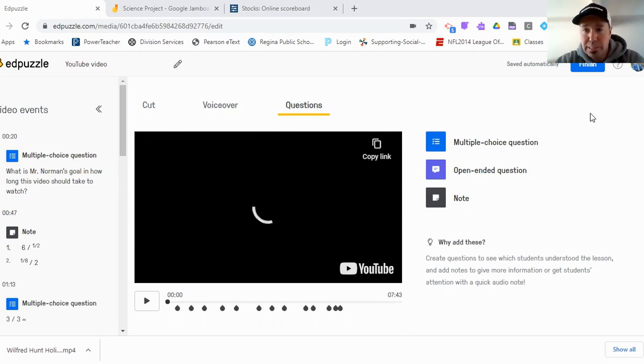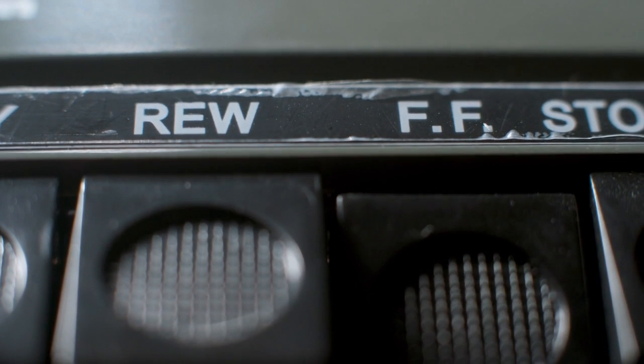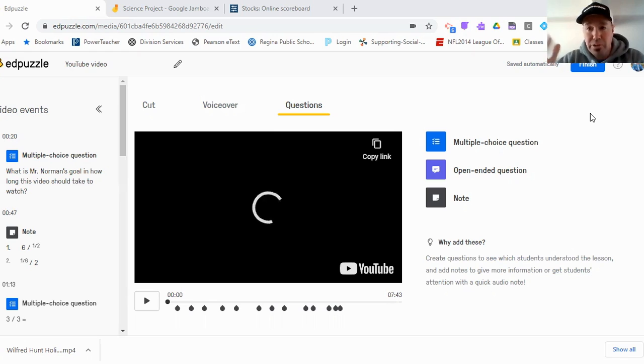And the kicker here is that the students cannot fast forward through this video. To keep going in the video, they actually have to get the question correct if it's a multiple choice question, right? Or they have to at least read the note and hit continue before they can go on in the video. And you create a class essentially through this Edpuzzle website.